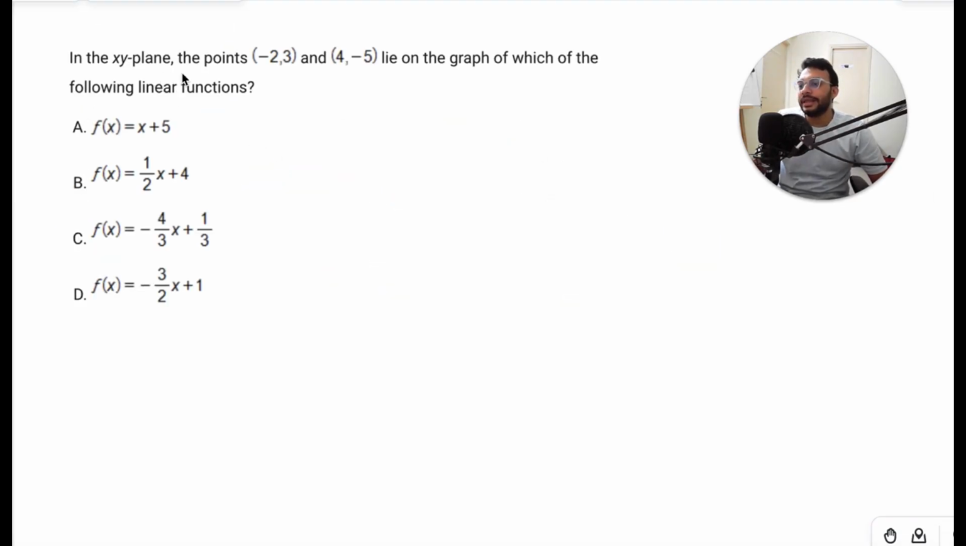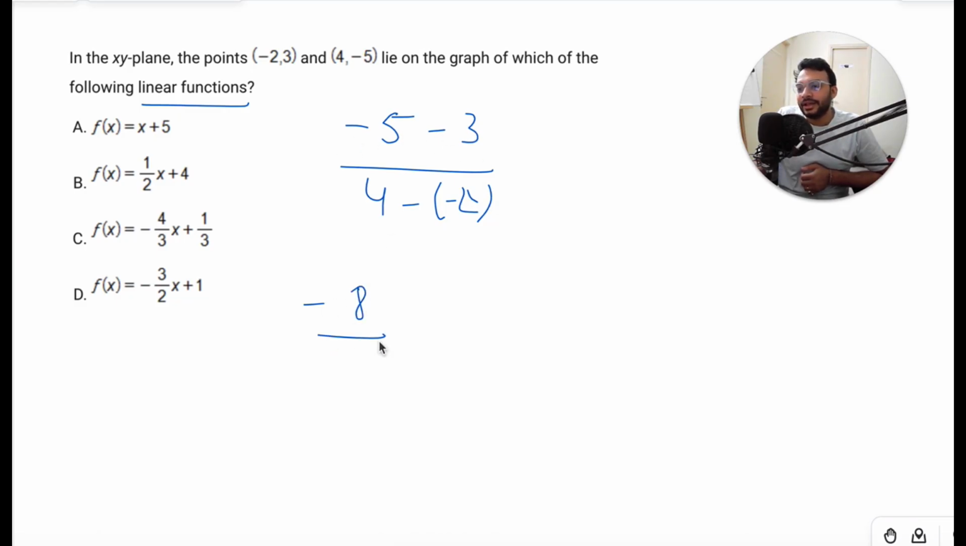In the xy plane, the points (negative 2, 3) and (4, negative 5) lie on the graph of which of the following linear equations or linear functions? So instead of checking directly for the options, let's first find the slope from these 2 points. So negative 5 minus 3 over 4 minus 2, wait, 4 minus negative 2. Negative 5 minus 3 is negative 8, over 4 plus 2, which is 6. This is equal to negative 4 over 3.